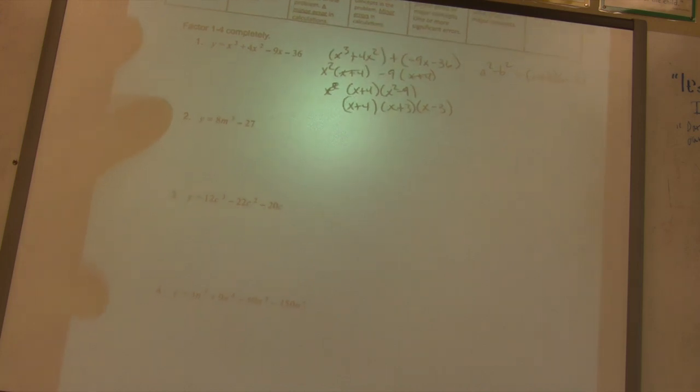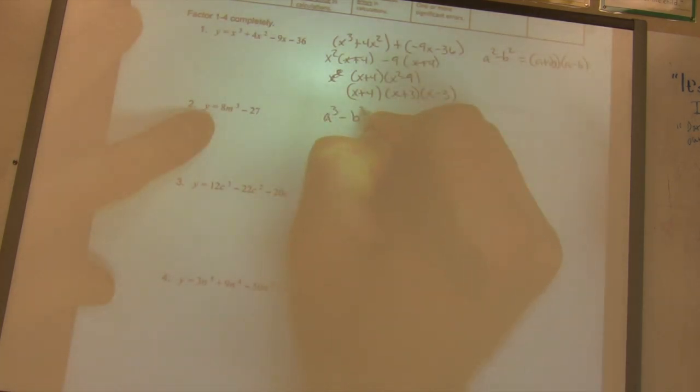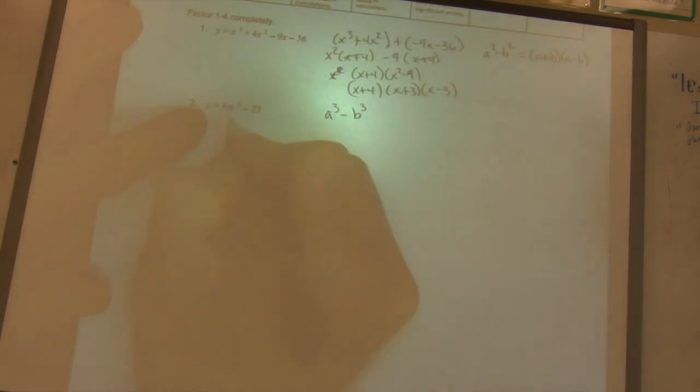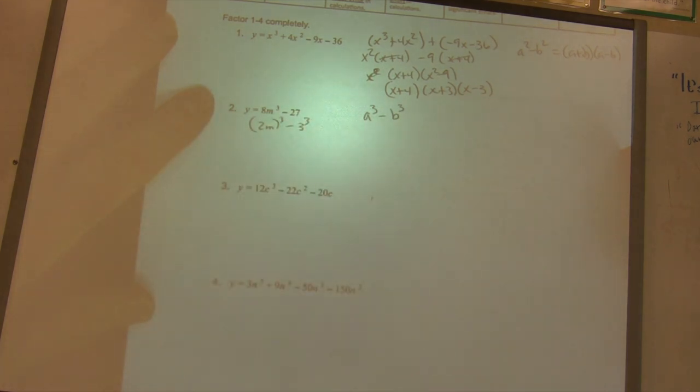So the second one, 8m to the third minus 27. Again, I check for no greatest common factor, and there's not. So now, because I can't use the x method because of that cube term, I'm going to check to see if it fits any other shortcuts. The only one we have with cubes and a minus would be, can I write it in the form of a cubed minus b cubed? And I can change 8m cubed into 2m cubed minus 3 cubed, because 3 cubed is 27. And so remember, this rule is a minus b, and then a squared plus ab plus b squared.